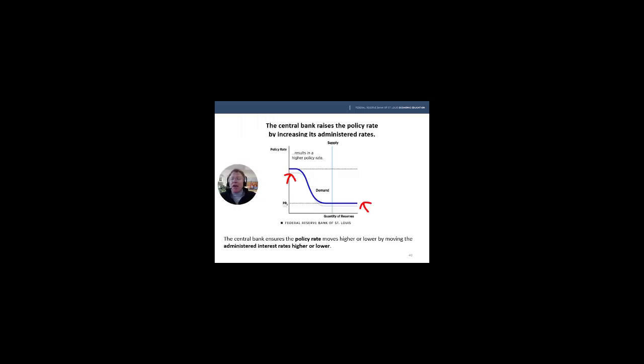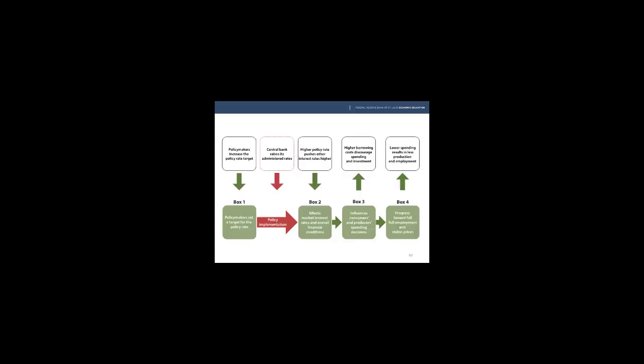Notice that the ends of the demand curve move up, but the supply curve is unchanged, as is the downward sloping portion of the demand curve. Only the ends of the demand curve shift, representing the change to administered rates. And this slide shows that policy implementation comes after the policymakers decide to increase the target for the policy rate.